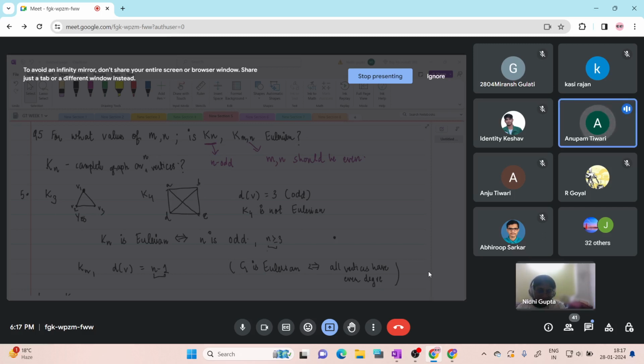Like that famous bridge problem, it is not Eulerian, so there is no such path. That is the example. Is there any example which is beyond that? That example we know, but any other example?